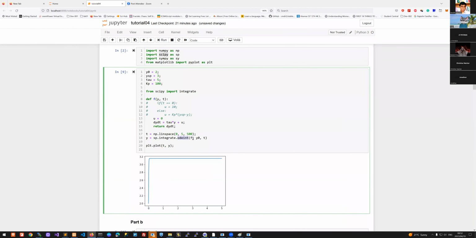So you provide the function. f is the callback function where you've defined your differential equation. And you also specify the initial condition. So y0 is our initial condition. And we specify the times over which we want the solution. So here we are choosing to look at just between 0 and 5 using 500 points.